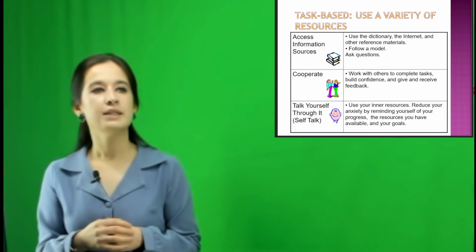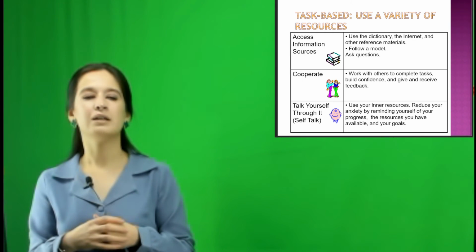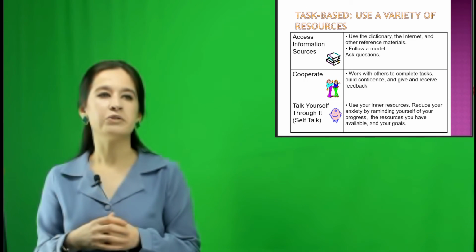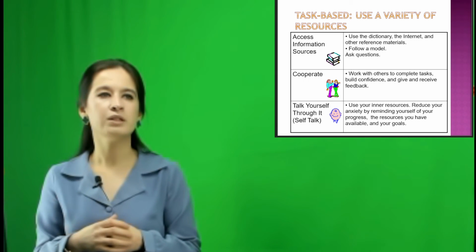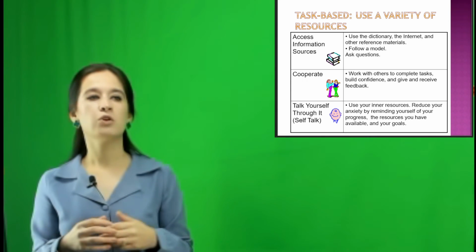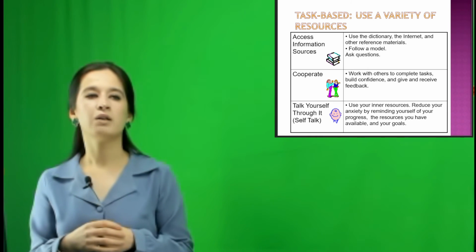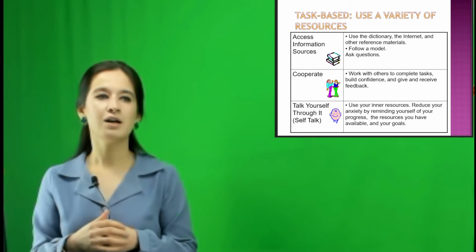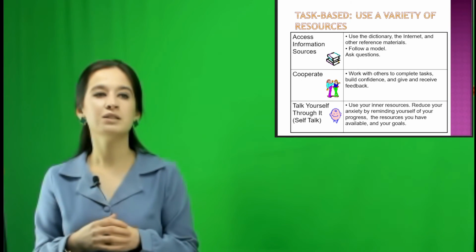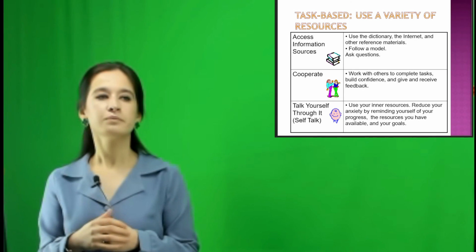Well, the next one is accessing information sources. To do so, students can use dictionaries, the internet, and other reference materials. They can also follow a model, or even ask questions. Well, the next one is cooperation. It includes working with others to accomplish the task. While doing so, they can build confidence, and they can give and receive feedback from their peers.